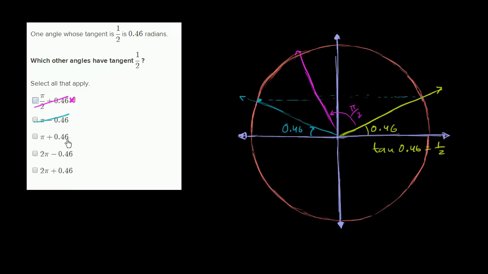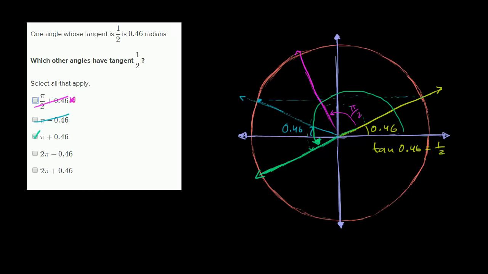0.46 plus pi, or pi plus 0.46. If you add pi to this, you're essentially going halfway around the unit circle, and you're forming a ray that is collinear with the original ray. So pi plus 0.46 is this entire angle right over here. When you look at this ray, you see it's collinear. It's going to have the exact same slope as the terminal ray for 0.46 radians. So that tells you that the tangent is going to be the same. So I could check that there.